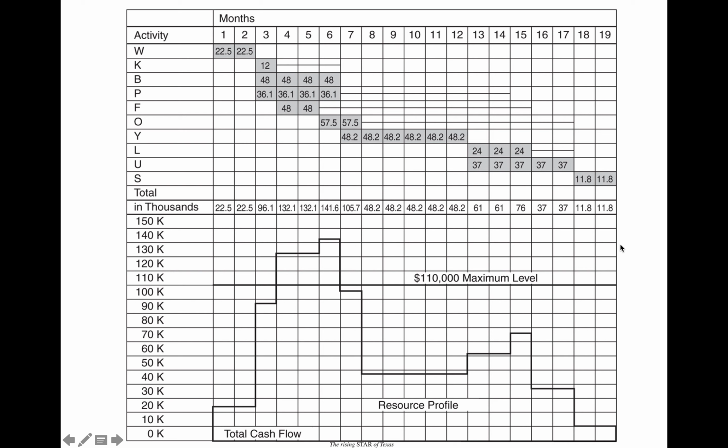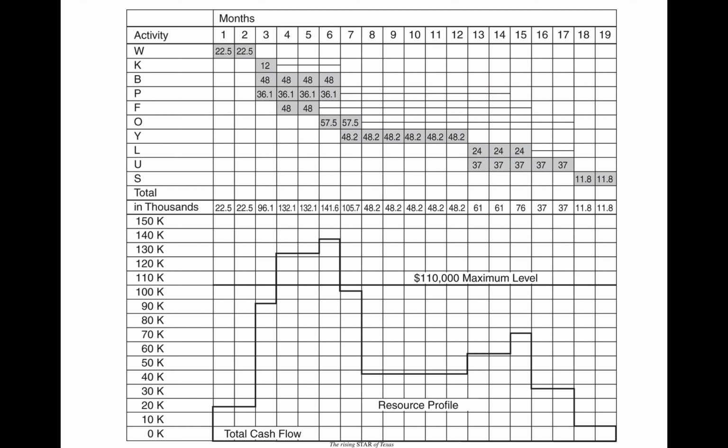Now remember, the owner wants to know from the management team how much we are going to be spending per month, because they can only finance $110,000 per month. So this is what we would tell them. And also we would tell them that, based off of our schedule now, we have an issue on months 4, 5, and 6. We are going over that 110,000 per month.